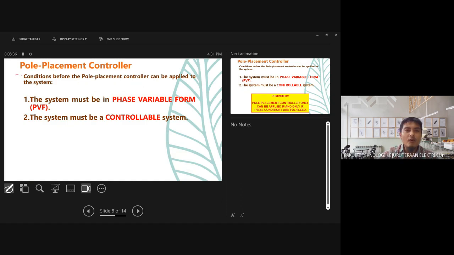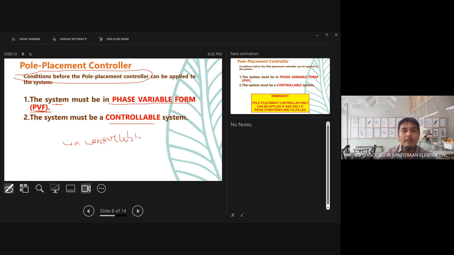The first is the condition before the pole placement controller can be applied to the system. Firstly, you must make sure the system is in phase variable form. And the second condition, the system must be controllable. So let's say the question says to design the pole placement controller for the system. After you do the calculation, you find the system is uncontrollable.